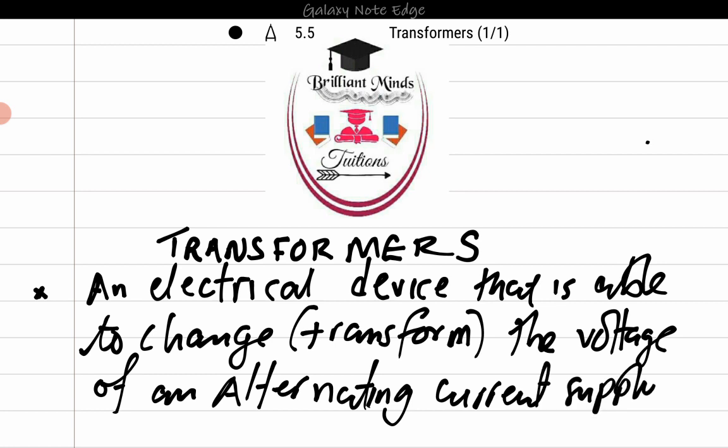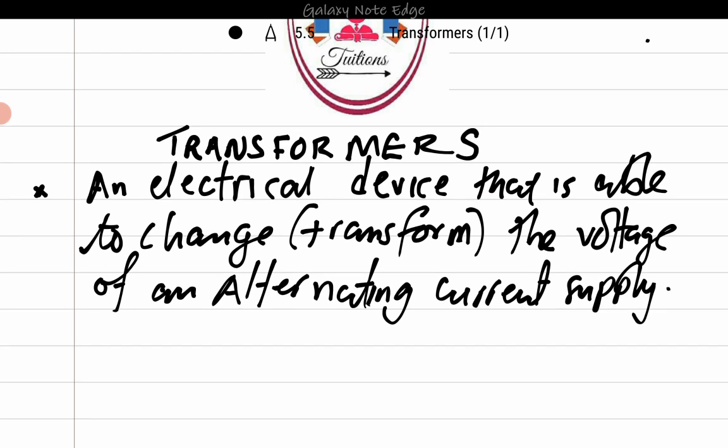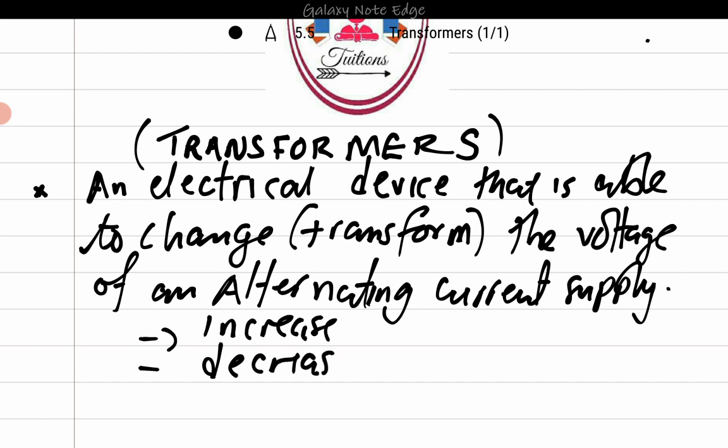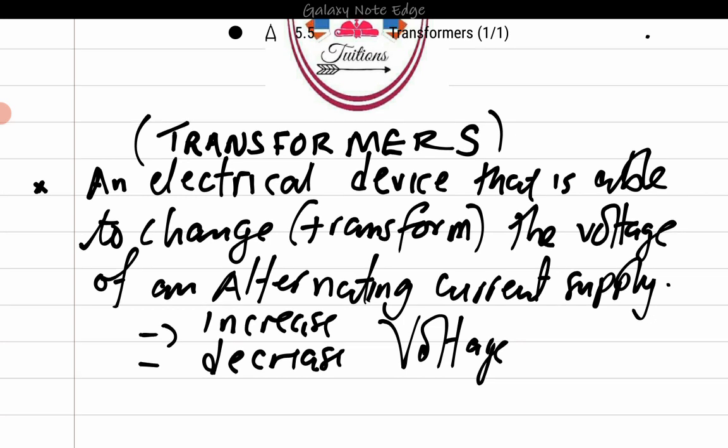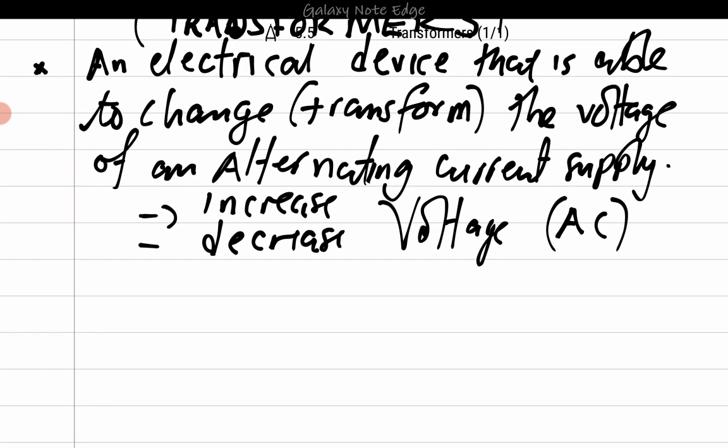So whenever we are talking about a transformer, we should remember that we are looking at a device that can either increase or decrease the voltage. So it can either increase or decrease an incoming voltage in an AC supply. So remember, AC means alternating current. It can increase the voltage, it can also decrease the voltage.